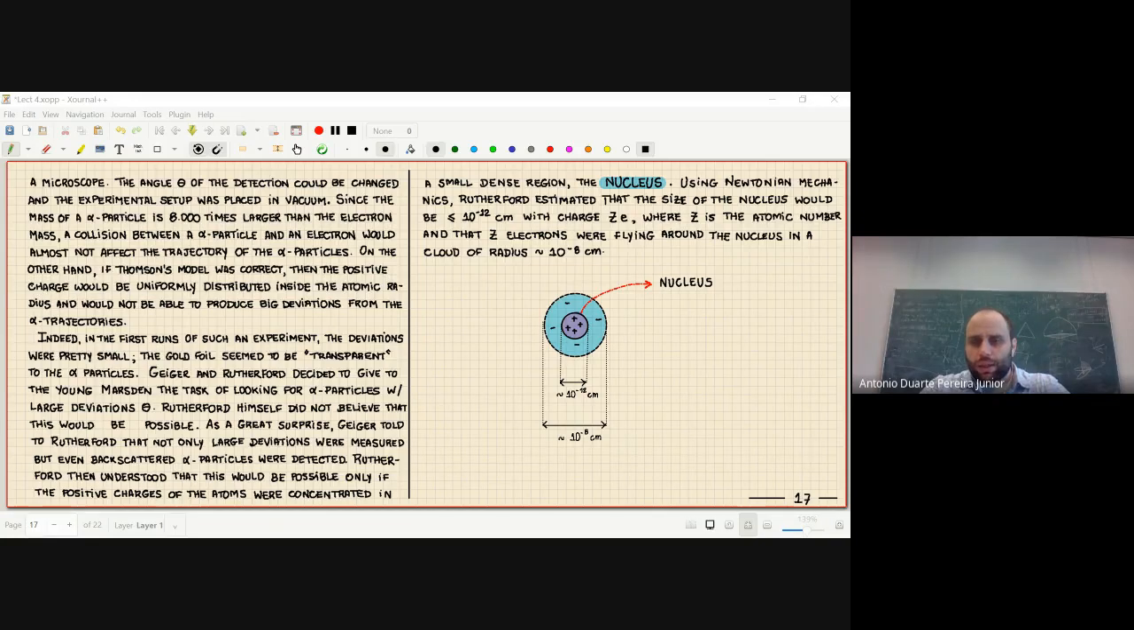Grace said the nucleus contains positive charge. So the nucleus will contain positive charges. And as we know nowadays, there are also neutral particles inside the nucleus, which are the neutrons, but they didn't know that at that point. Okay. So it is just to say that inside the nucleus, you have positive charge. And this nucleus should be a small region.